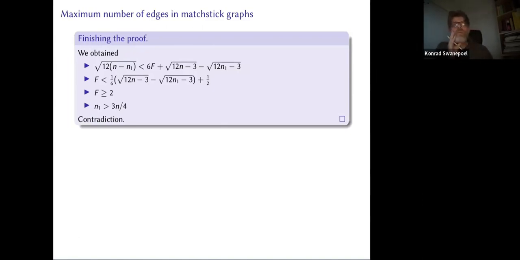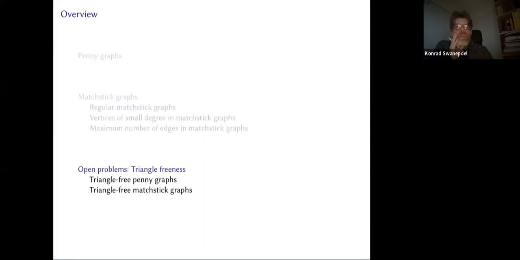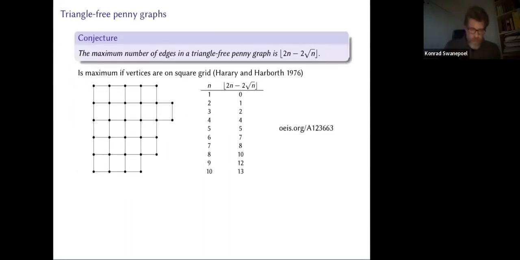Okay, so let's think about some open problems. Let's forbid triangles. Here's a conjecture of mine, actually from 2009, and it's about a penny graph. So now we are back to penny graphs. I conjecture that the maximum number of edges is at most 2n minus 2 square root n. That's the number you get if you make a nice square grid. If you round down, then you can get away with stuff like this that's not really nice. Again, you can find this sequence on the online encyclopedia of integer sequences.